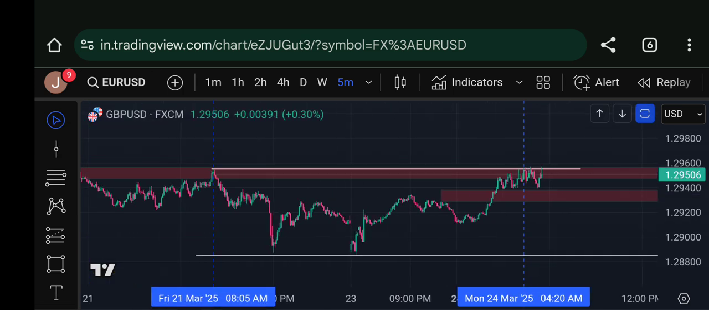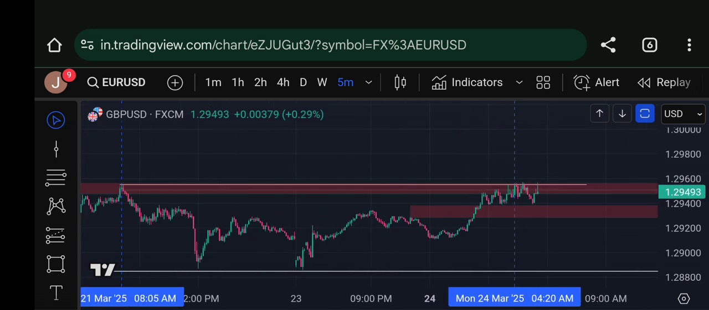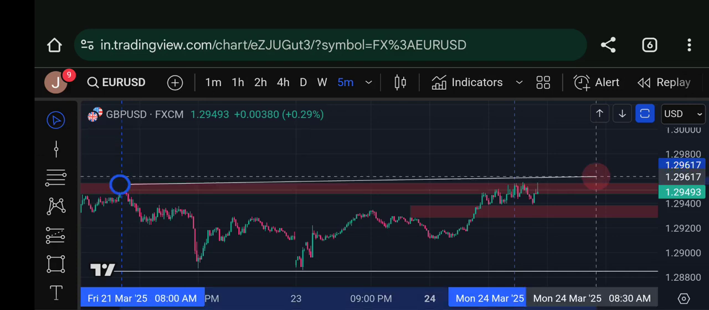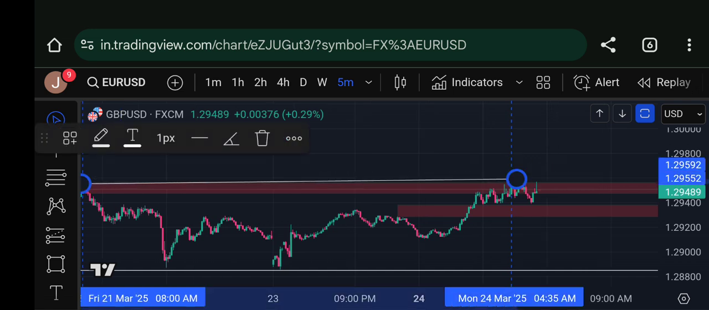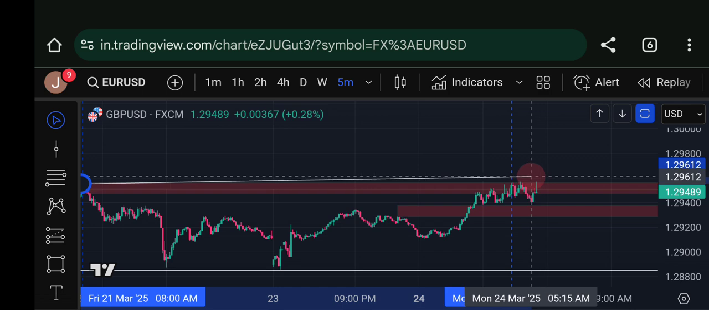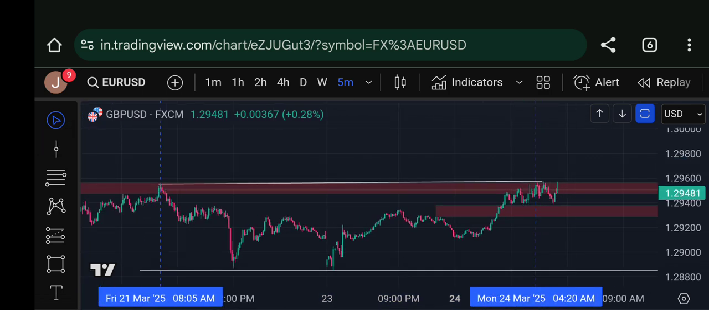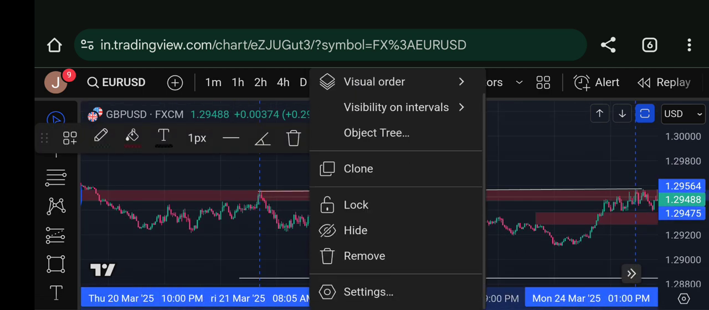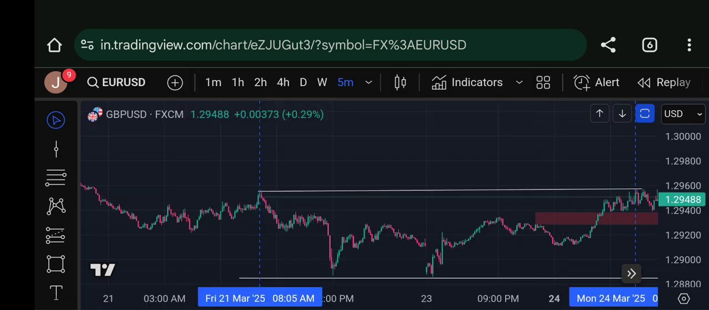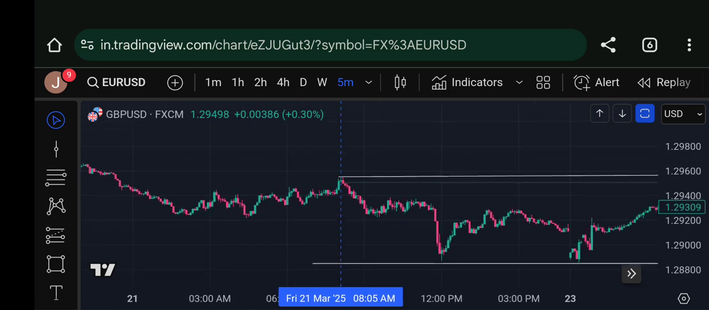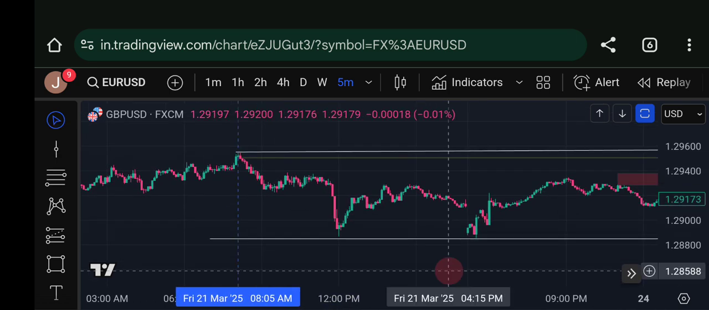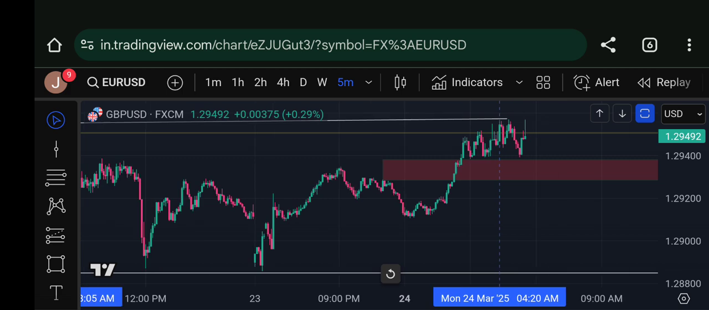If we see GBP USD, we can see that there is a liquidity sweep here. Price made a higher high here, by disrespecting this fair value gap here. I'm talking about this fair value gap here, guys, where DXY respected that.